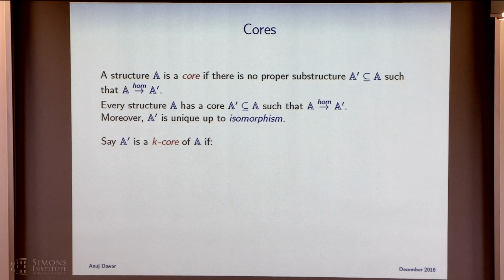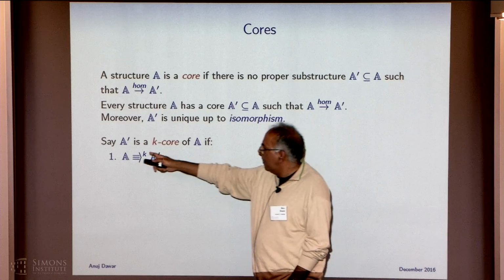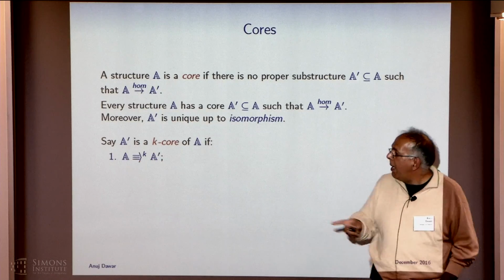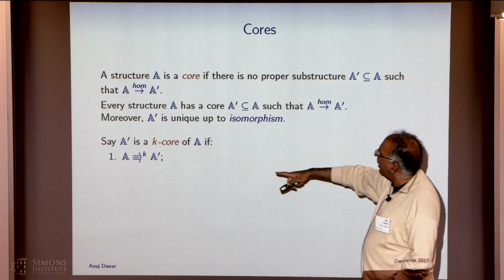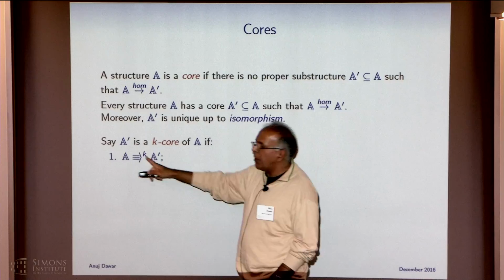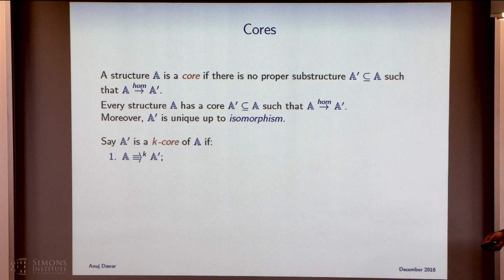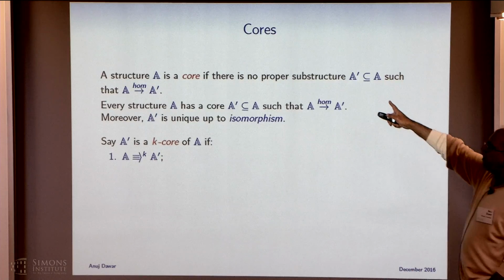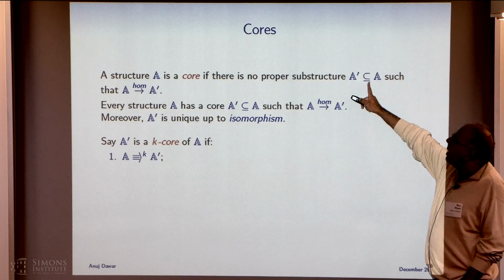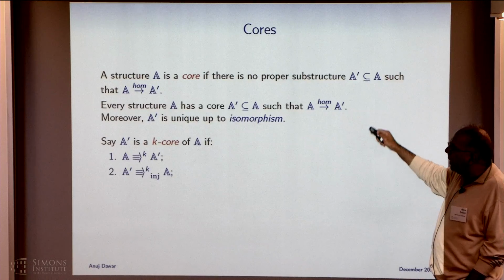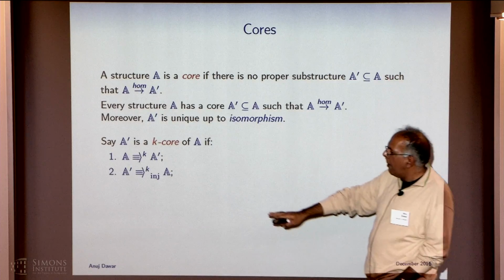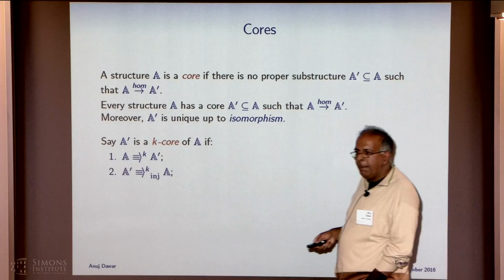So we say that A prime is a K core of A if it satisfies the following conditions. It maps K locally to A, and A maps K locally to A prime. So we've replaced the homomorphism condition with K local consistency. What happens to the substructure condition? Well, to say that A prime is a substructure of A is just to say that there's an injective homomorphism from A prime to A. So this becomes A prime maps injectively K locally into A.